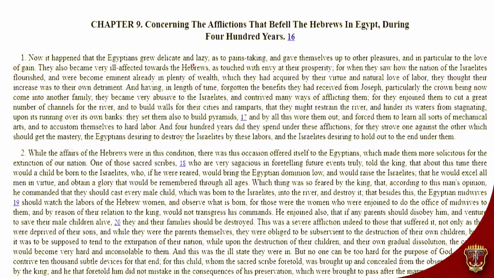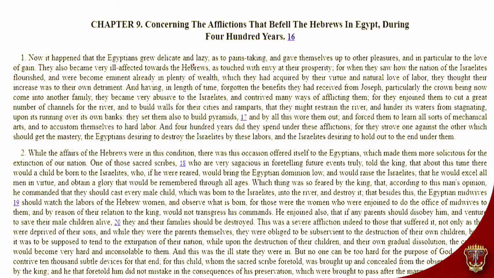Let's drop down to verse 22. Verse 22, and Pharaoh charged all his people, saying, every son that is born ye shall cast into the river, and every daughter ye shall save alive. So right here, Josephus is giving us a more in-depth explanation, but that's pretty much what happened.